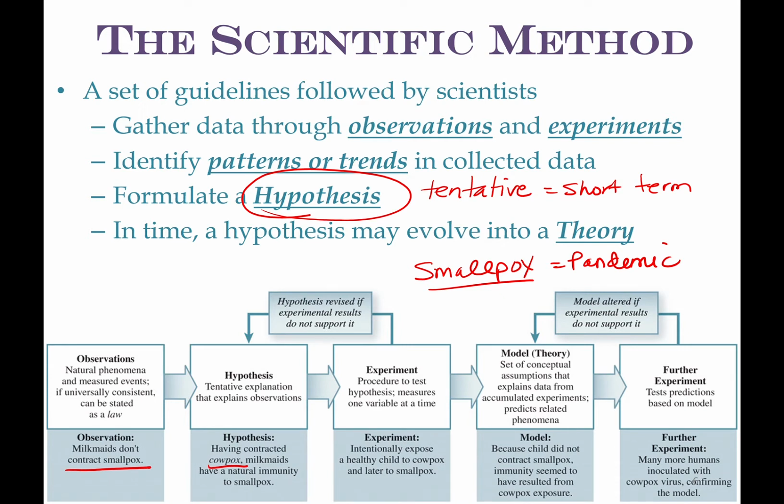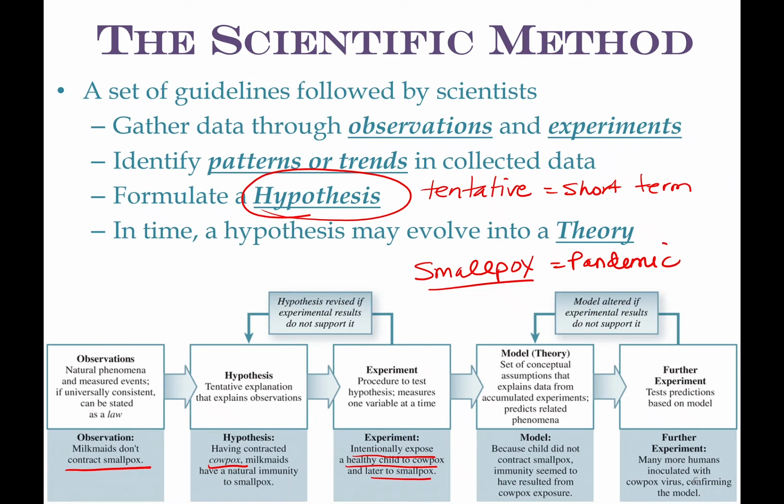So they underwent an experiment and intentionally exposed a healthy child to cowpox, let him get better from the cowpox, and then intentionally gave him smallpox. Okay, this is not how we do things now. You'll notice there's a lot of trials and then there's human trials, and that's what's taking so long to create these vaccines. We can't just test them on humans and hope that they work.